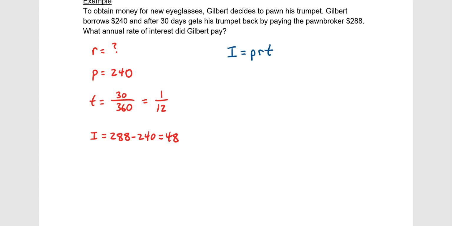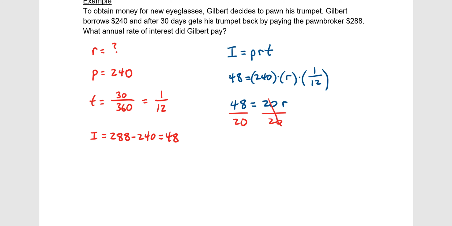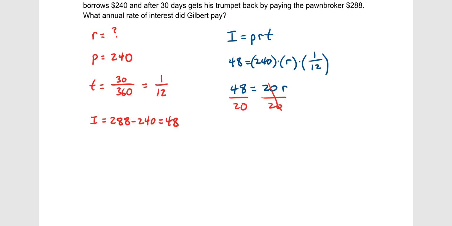Let's go ahead now and plug them all in. That's going to be 48 for interest equals 240 for the principal times the interest rate, which is what we are looking for, times the time, which is 1 over 12. 240 times 1 over 12 is the same as 240 divided by 12, which is 20. So that's 48 equals 20R. To get R by itself, we divide both sides by 20, and we end up getting 48 divided by 20 is 2.4, so R is 2.4.